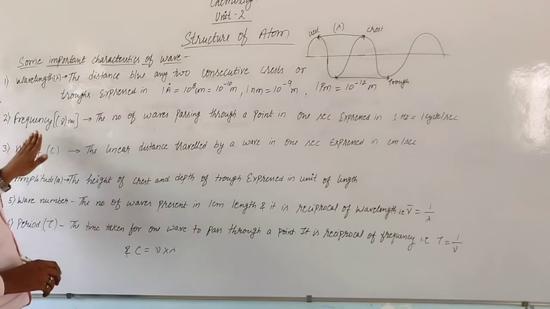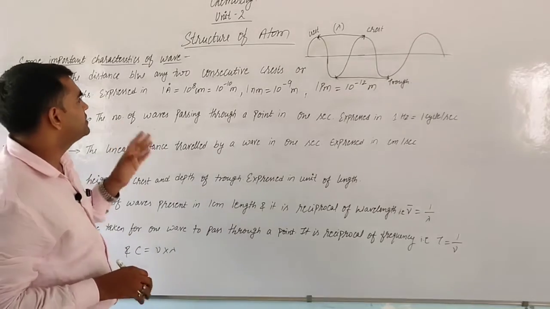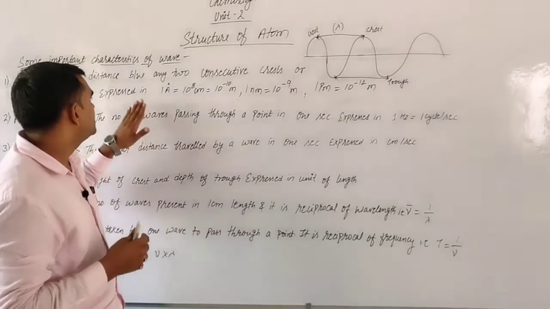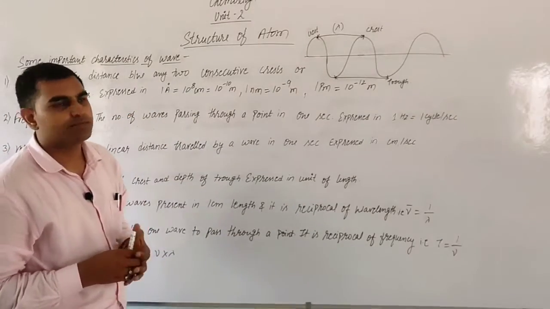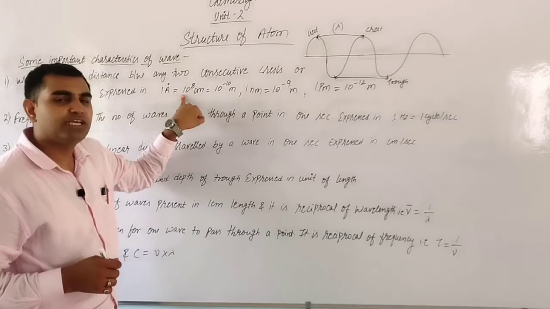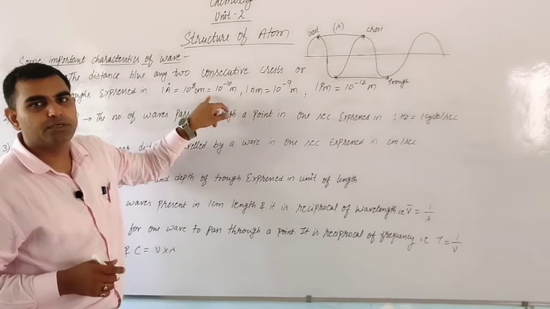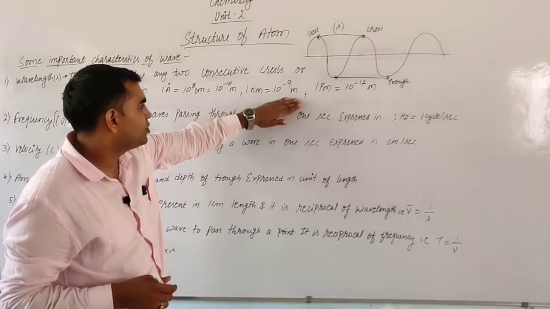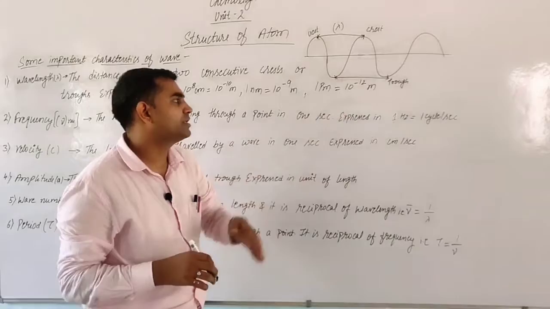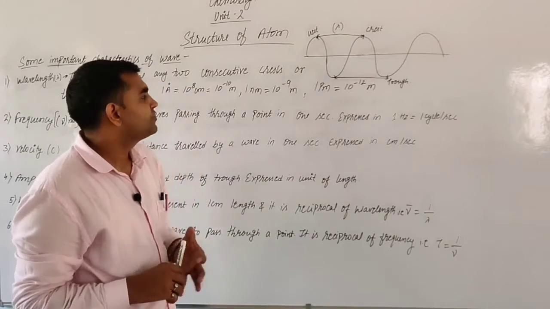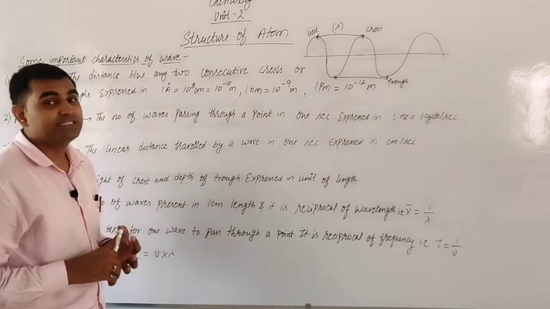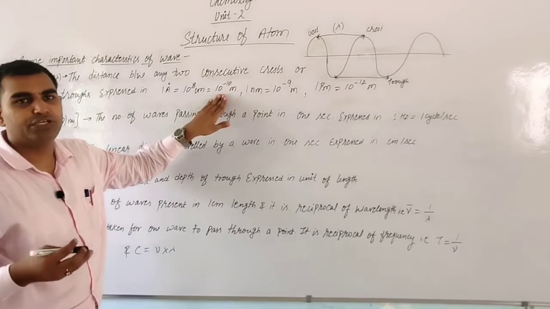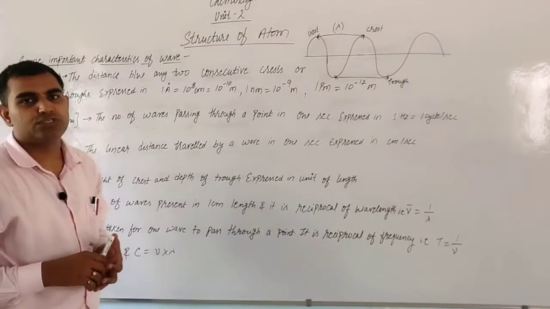On wavelength and frequency, there are many numericals in chapter 2, and to solve them you must know certain relationships. 1 angstrom is equal to 10 to the power minus 10 meter, 1 nanometer is equal to 10 to the power minus 9 meter, 1 picometer is equal to 10 to the power minus 12 meter. In numericals the wavelength can be given in angstrom, then you have to change it into centimeter or meter according to the unit used in the numerical.